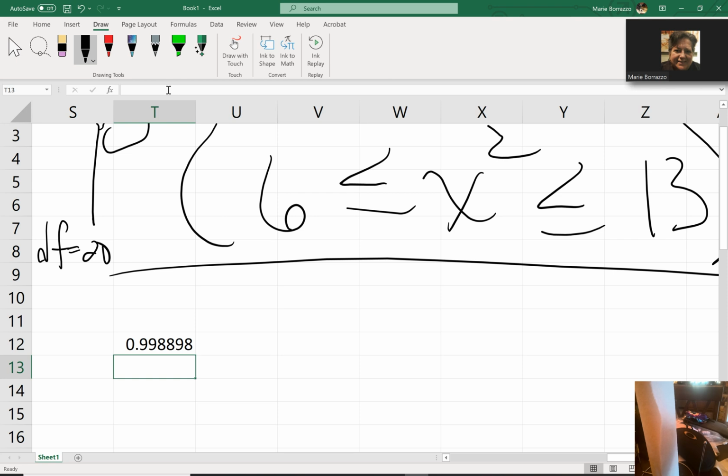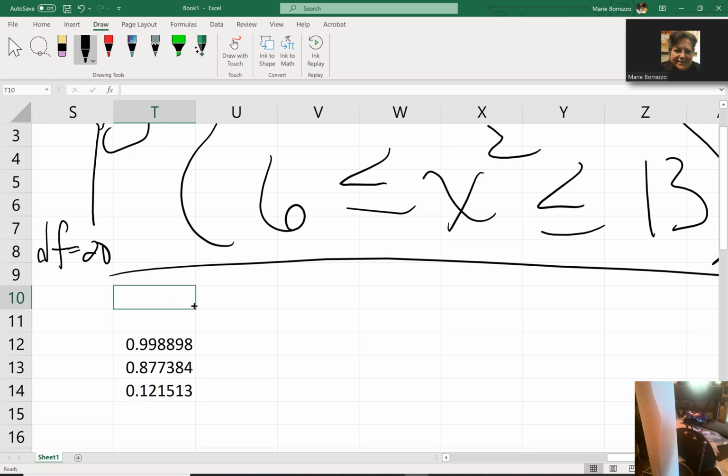Then for the 13, I'm going to do the same thing. I'll say equals CHISQ.DIST. I'll double click on it, and see how it asks me for x. X is the 13, and then the degrees of freedom, which I assigned, which is 20. What we would want to do at this point is find the difference between them, because in this case they're actually asking a between question. So this value equals the difference, which would be this value minus this value, T12 minus T13, and that is actually your answer right here.